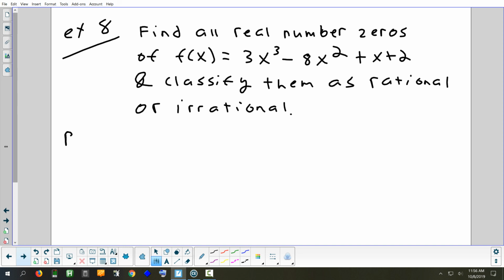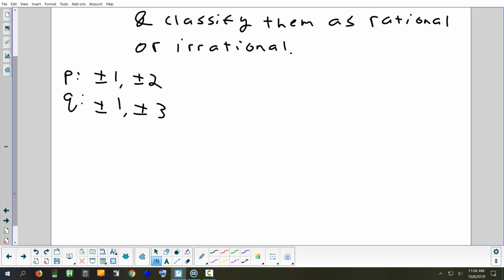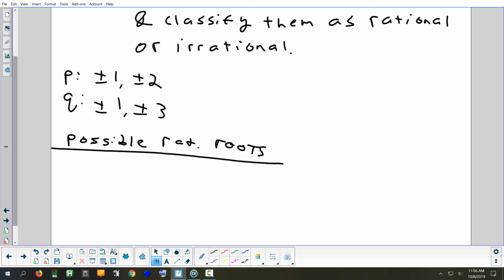P's and Q's. What are my factors for P? 1 and 2. Negative 1 and 2. So plus or minus 1 and 2. What are my factors for Q? Plus or minus 1 and 3. So let's make a list of possible rational roots. This is exactly how it'll be set up on the test. You'll make a list of all possibilities, and then you're going to narrow down the list using your calculator. So what would be my possible roots? 1. 1/3.